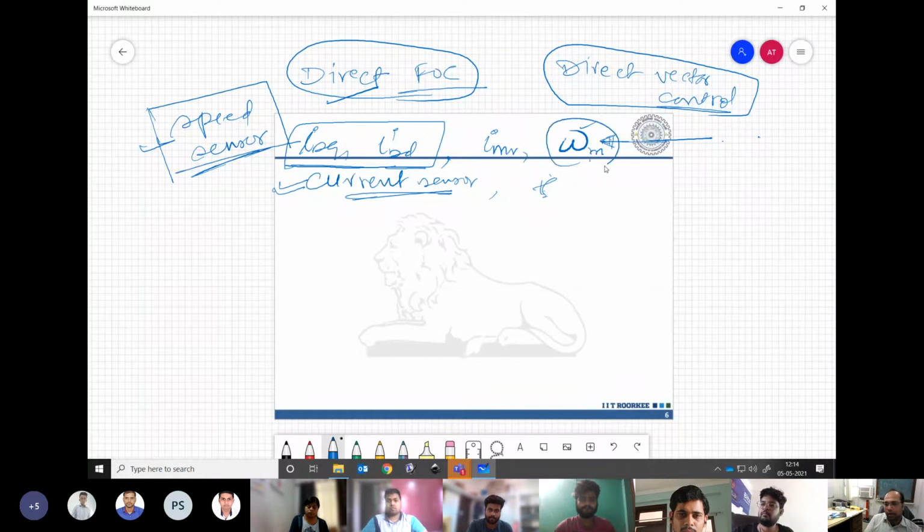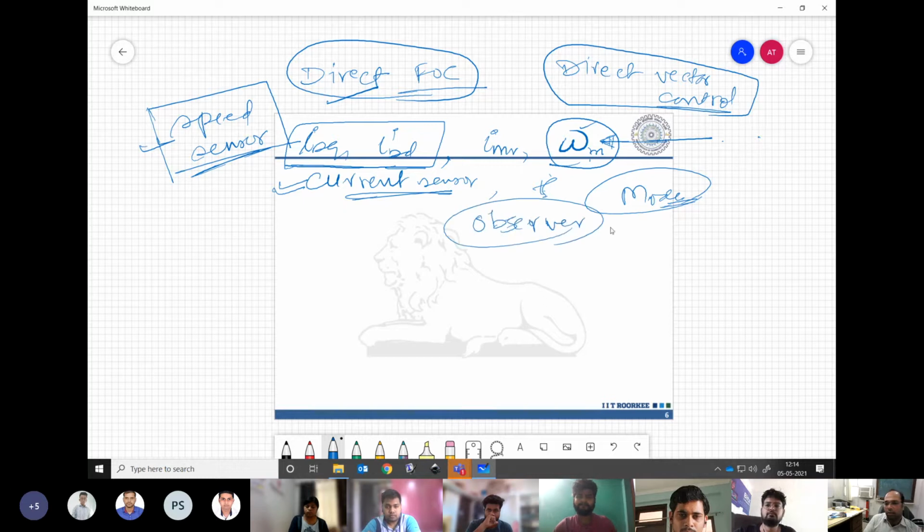How are we getting our omega? What information do we have about omega? Whether we are measuring it directly or it is indirect measurement, which means through modeling, another name could be the observer. We are putting any observer for that, for sensing our, not sensing exactly, but estimating our omega. So this all will come under indirect vector control.